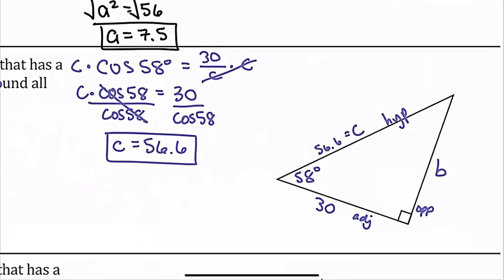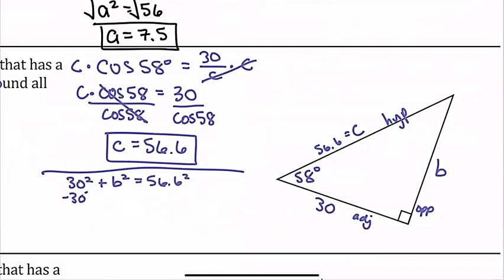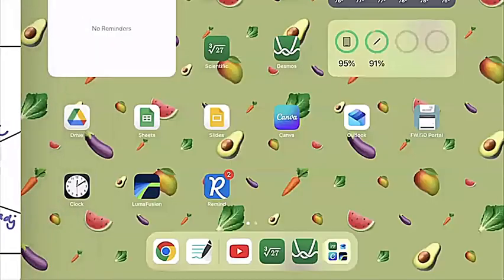And I'm missing one side now. I don't have B yet. To get B, I will just plug all this into my Pythagorean theorem. So I have A squared plus B squared equals C squared. Then I just solve for B. Remember, I'm subtracting because it was adding. That's the opposite. Now I'm going to type this in.